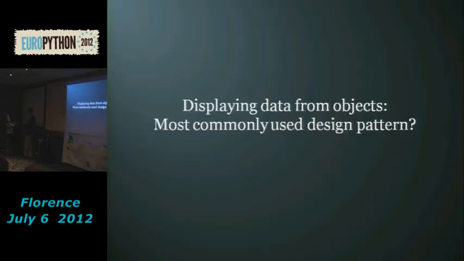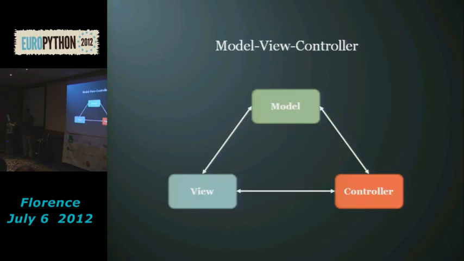If you want to display data from objects, what would you say is the most commonly used design pattern for achieving this? What about representing an object visually, like in a GUI? A common architectural pattern? MVC, model view controller, exactly. Thank you. And there we go, it's the basic MVC diagram that's been in use since the 70s or 80s, whenever it was come up with by the Smalltalk guys.